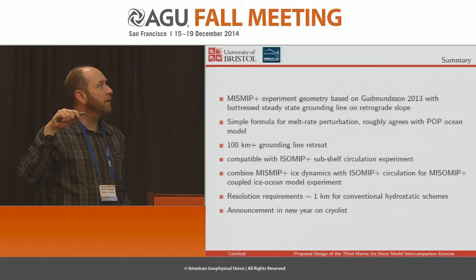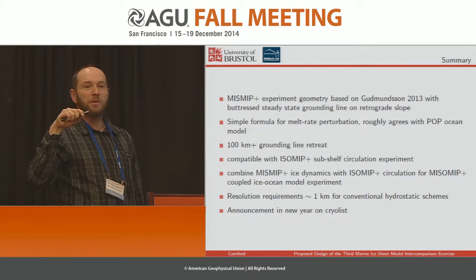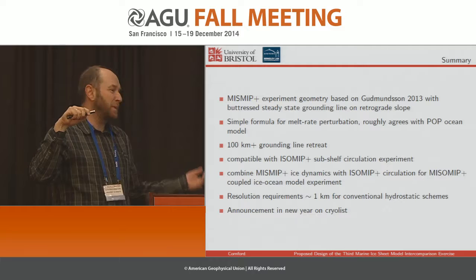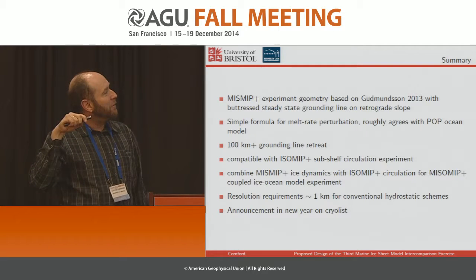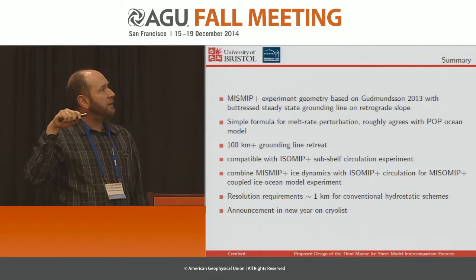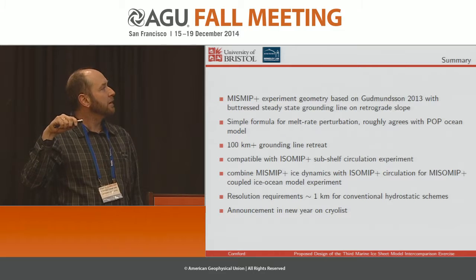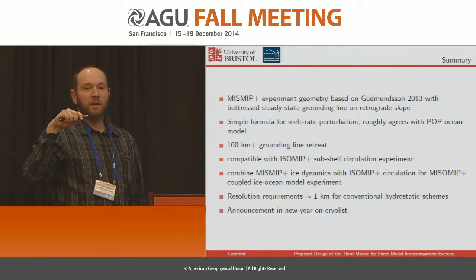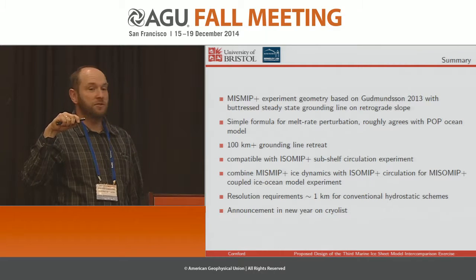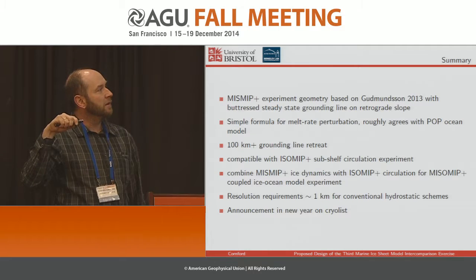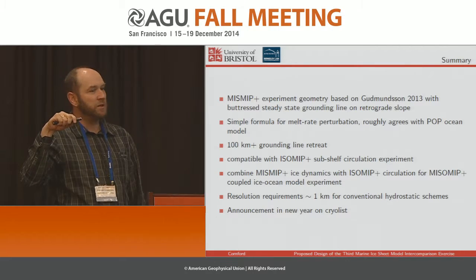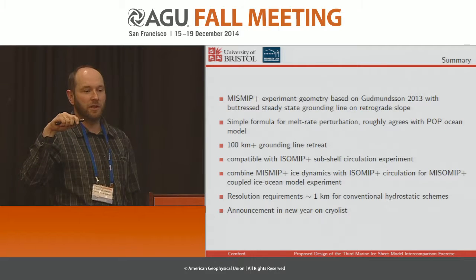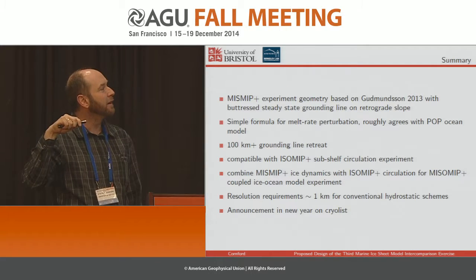So, in conclusion, we've got an experiment. We've called it MISMIT. We couldn't call it MISMIT 3 because there was a MISMIT 3 and MISMIT 1. We're basing it on Hilmar's channel geometry with a buttress steady-state grounding line. We've got a simple formula for melt rate perturbation. It doesn't depend on anything that's going to be difficult to compute for anybody. It's just local properties. It roughly agrees with the POP ocean model, which we're going to extend this geometry to use in a coupled ice sheet ocean experiment as well somewhere down the line.